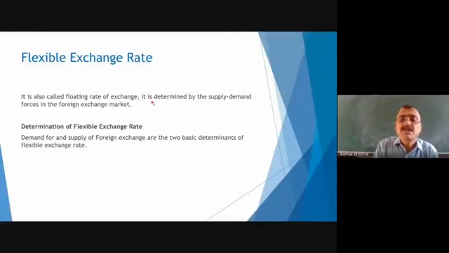Supply and demand forces. Students, we have learned in microeconomics also, in the theory of price determination, how the prices of the different commodities are determined, where the demand and supply of commodities intersect, where demand and supply are in balance with each other, that is called the equilibrium price. Like that way, in flexible exchange rate, demand for and supply of foreign exchange are the two basic determinants of the flexible exchange rate.